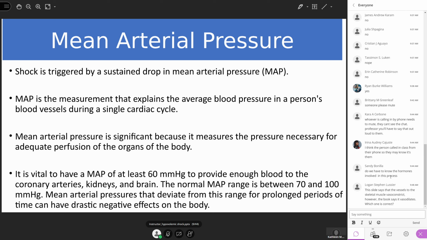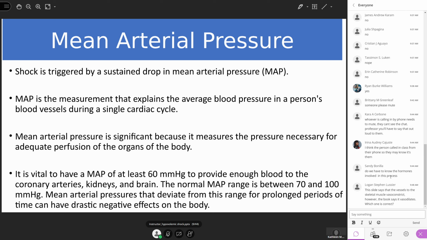Okay, so shock is triggered by a drop in the mean arterial pressure. MAP is the measurement that explains the average blood pressure in a person's blood vessels. They feel like this is the more accurate way. The mean arterial pressure is significant because it measures the pressure necessary for adequate perfusion. Again, this is all about perfusion. So the normal MAP will be between 70 and 100. That's why that number is important.